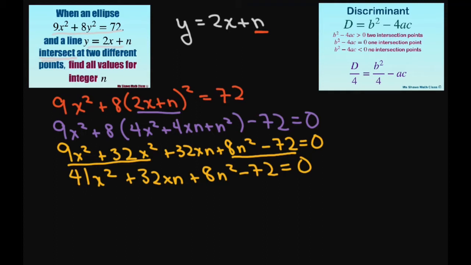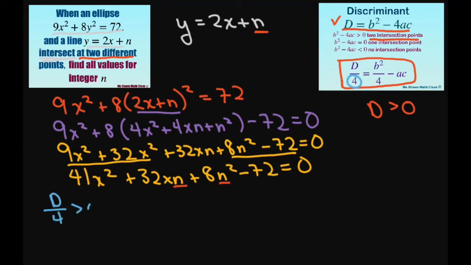Now, it intersects at two different points. So we're going to use the discriminant to help us eliminate the x value, because we have these n values we're going to solve for, and it intersects at two different points. So we want our discriminant to be positive. Another thing we can do is take our discriminant and divide each term by 4, which makes it a little easier because 4 is just a constant here. So I can set our discriminant divided by 4 to be positive.